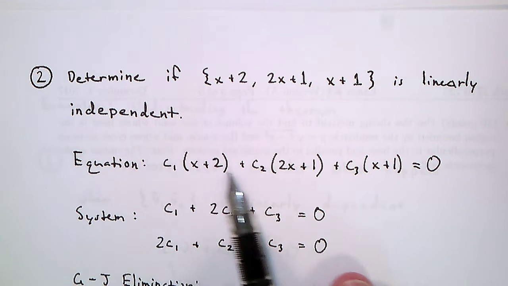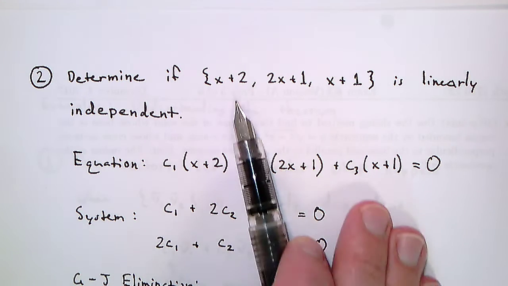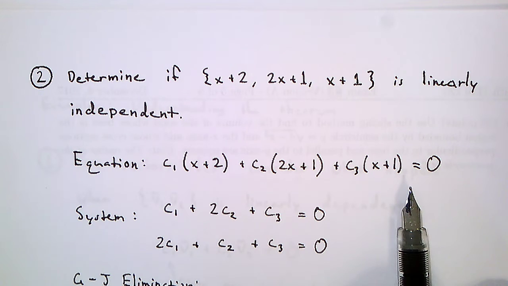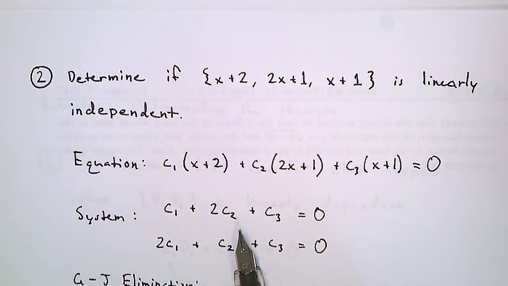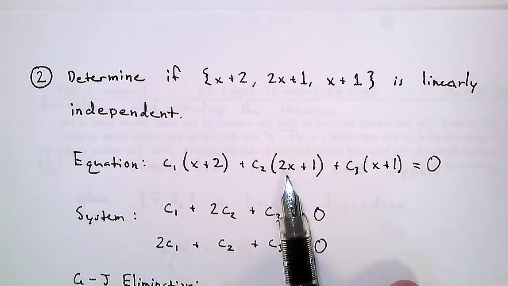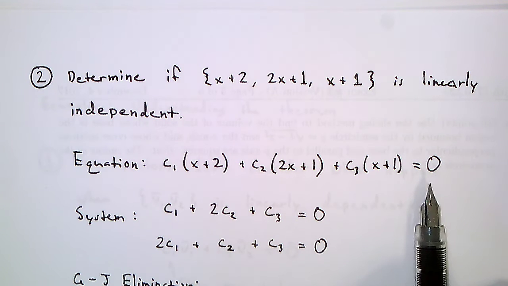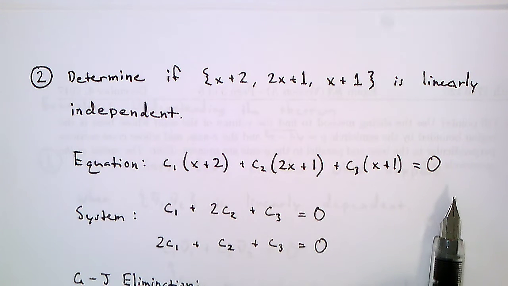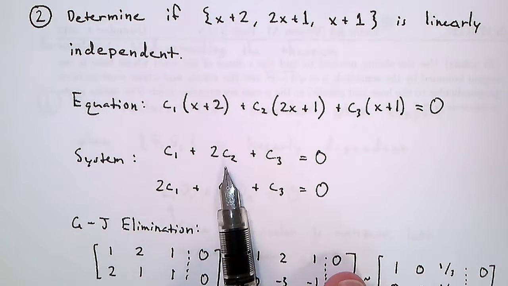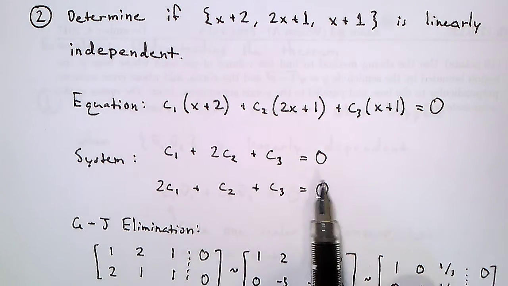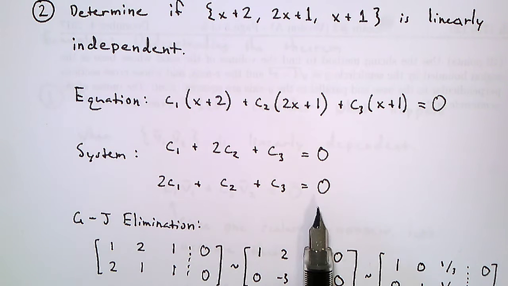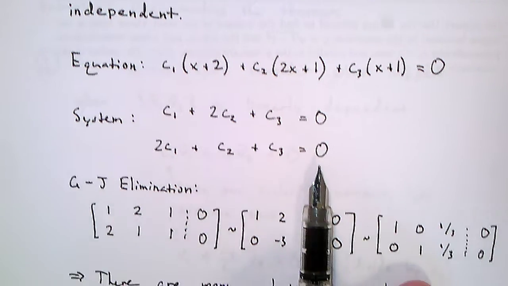We need to look at this equation, so a linear combination of the three vectors, three polynomials, set equal to 0. And this is going to lead to a system of two equations, because the coefficient on the x's has to be 0, and then the constant coefficient from the left has to also be 0. So we get these two equations, c1 plus 2c2 plus c3 equals 0, and then 2c1 plus c2 plus c3 equals 0. So we do the usual process.